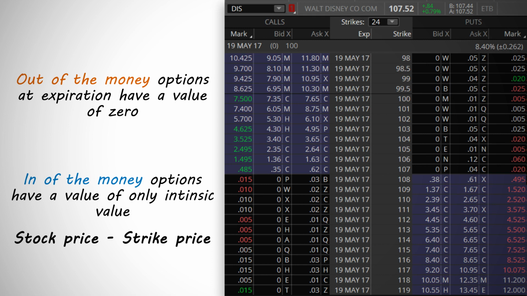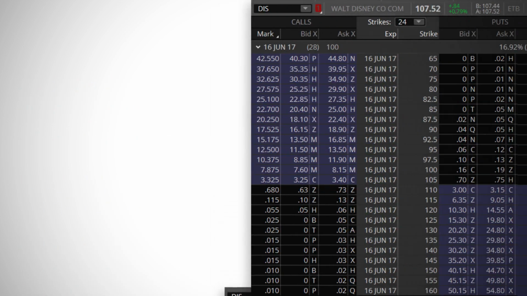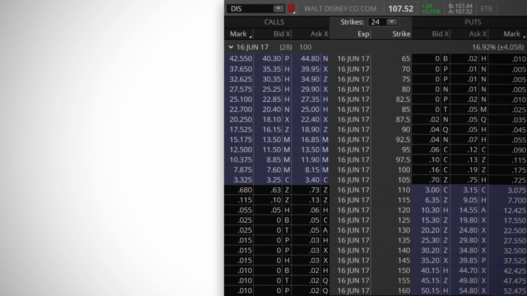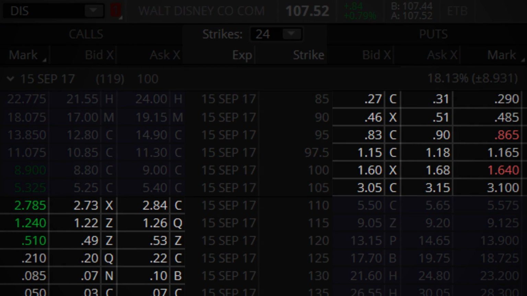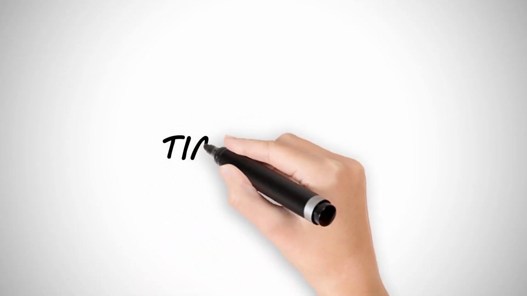In-the-money options have a value of only their intrinsic value, which is calculated by taking the difference between the stock price and the strike price. Looking back at our June expiration, which is next month, we see out-of-the-money options have some value, and if we look even further out in time to September, which is 4 months away, we see those same strike prices have even more value. So what's happening here, and why do these out-of-the-money options have value? These options have value because they have our third point in option pricing, more time to expiration, what we commonly refer to as time value.